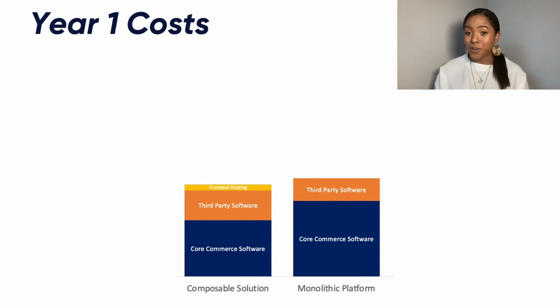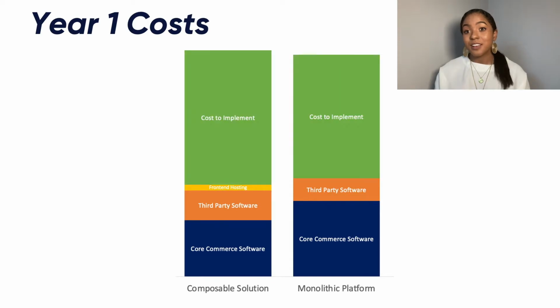Now, the last cost for year one is going to be implementation cost. This is going to be dependent on the cost of your developer and how long it takes to build both the front end and the back end of your system. As you may know by now, composable solutions require a technically savvy team to piece everything together from scratch, while monolithic platforms have a lot more pre-built services, and their cost will be mostly due to alterations or customizations. So as you can see here, it's going to be less costly for monolithic platforms.